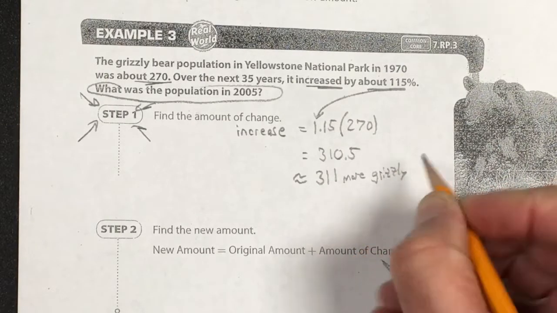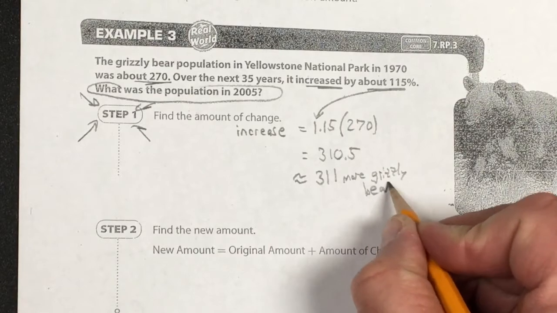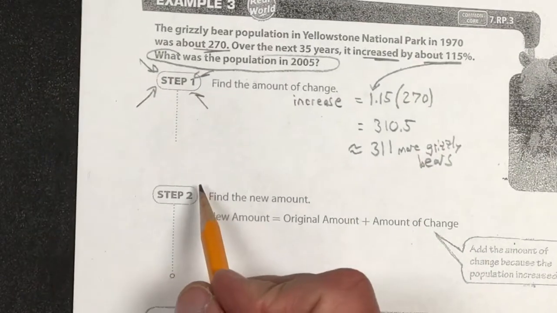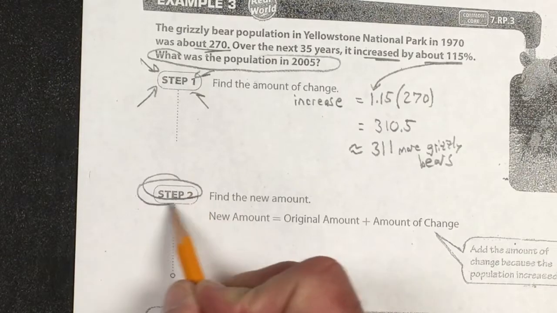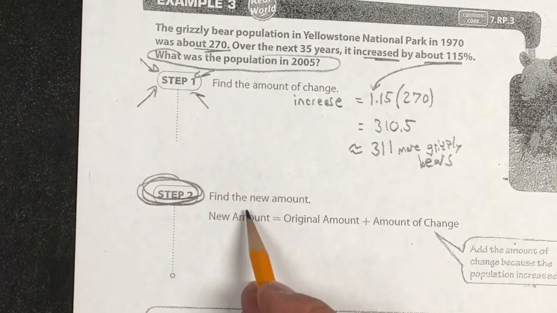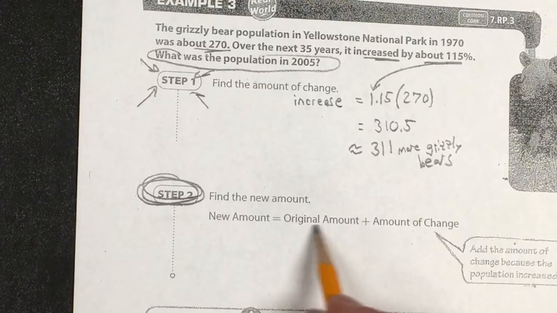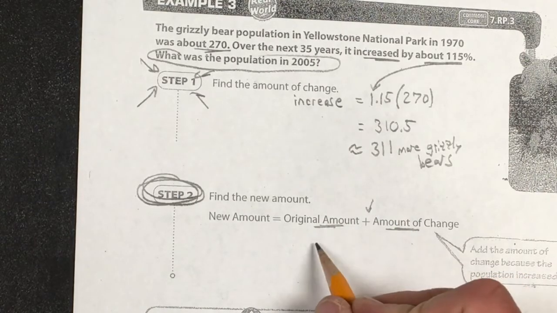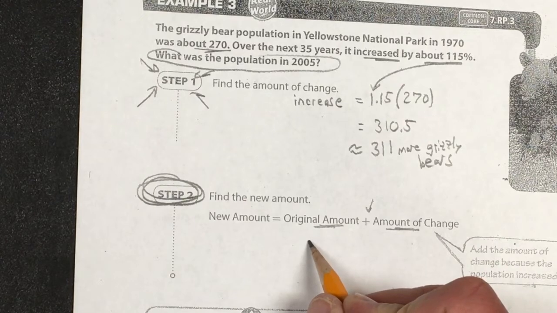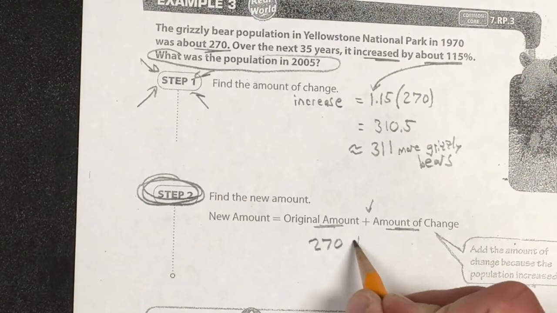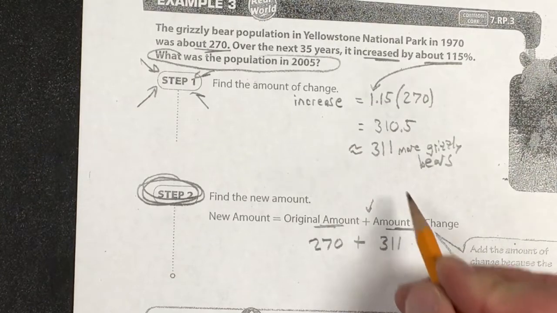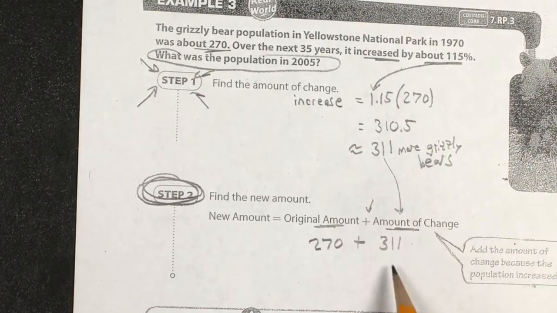In order to answer the question, what's the population in 2005 after the increase, this would be step 2. Take the original amount and add the amount of change, the increase of 311 new grizzly bears. So you'd end up with 581 bears in the park in the year 2005.